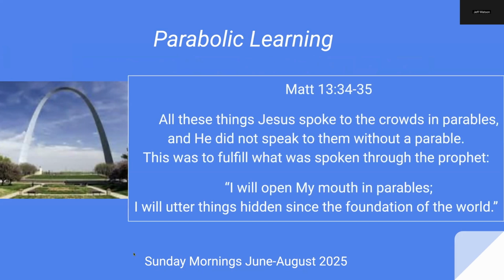From Matthew 13:34-35: All these things Jesus spoke to the crowds in parables, and he did not speak to them without a parable. This was to fulfill what was spoken through the prophet: "I will open my mouth in parables, I will utter things hidden since the foundation of the world."